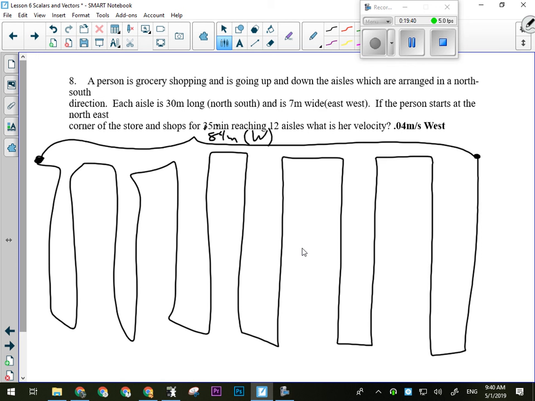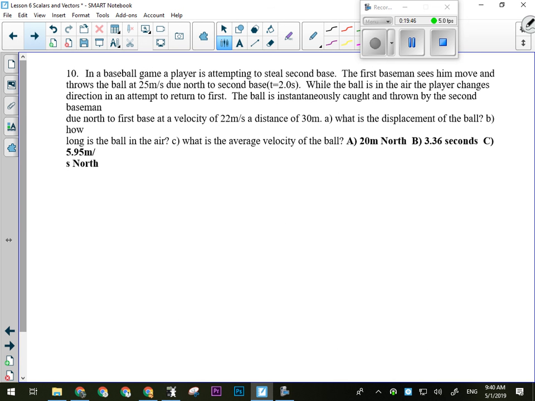Okay, how many people have done number 10? Okay, no more time on that one? All right, so there's number 10. Okay, I'll leave that up for a little bit here and then we'll go over it.